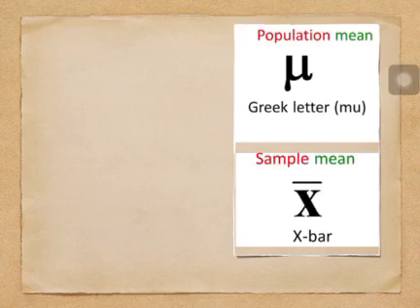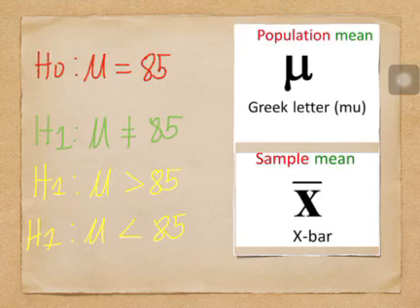So in this case, we base our hypothesis on the population mean. And take note, the population mean is represented by the Greek letter mu, while the sample mean is represented by the x bar. So we said earlier that when we talk about the null hypothesis, we denote it by H sub 0. And since the population mean is equal to 85, the null hypothesis says here that the population mean will be equal to 85 and will not differ. So that's our null hypothesis.